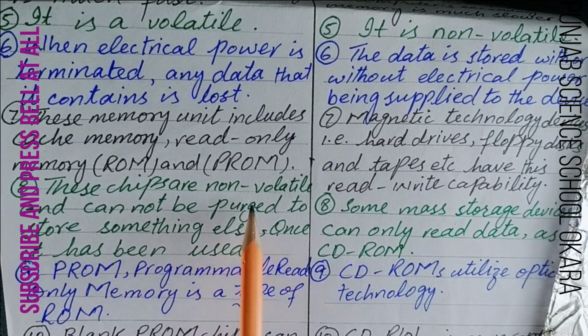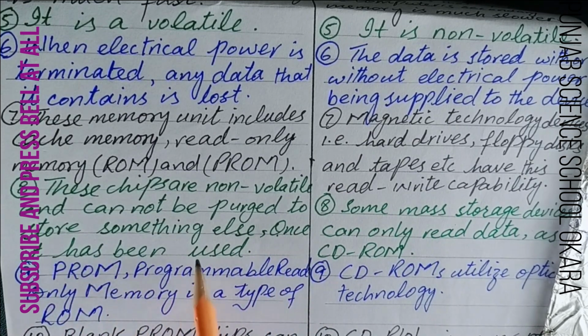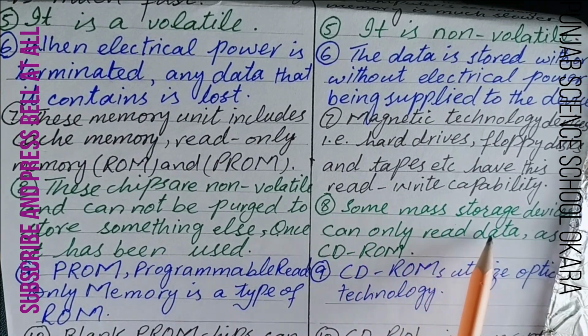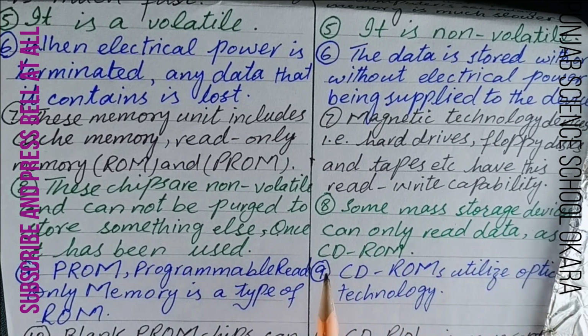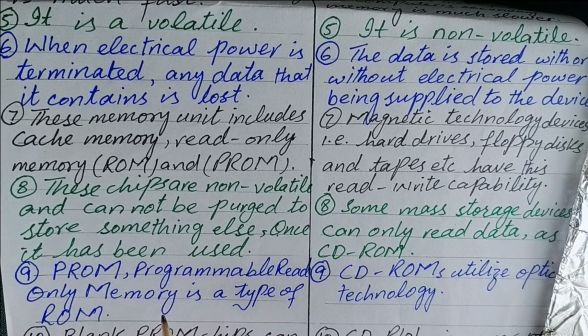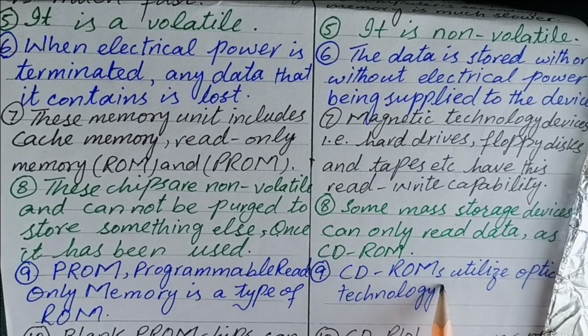Number 8. Primary memory. These chips are non-volatile and cannot be purged to store something else once it has been used. Secondary memory. Number 8. Some mass storage devices can only read data, such as CD-ROM. Number 9. Primary memory. PROM, programmable read-only memory, is a type of ROM. Number 9. Secondary memory. CD-ROMs utilize optic technology.